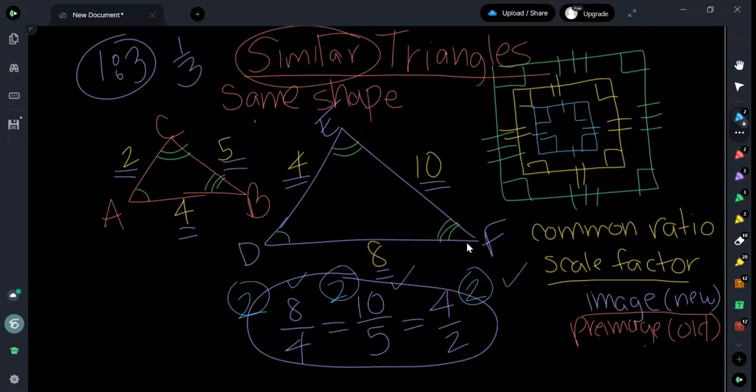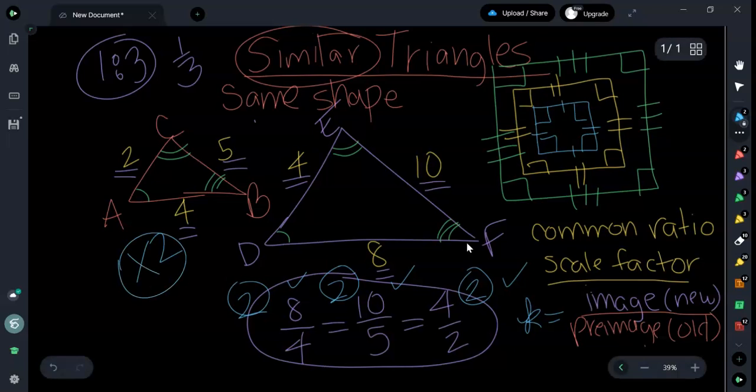Now, because we've established they're similar, I can also say that 2 is my scale factor, and we actually use the letter K to indicate the scale factor. So 2 is my scale factor because I basically multiplied the first triangle by 2 to get the second one. So that's how the scale factor works.